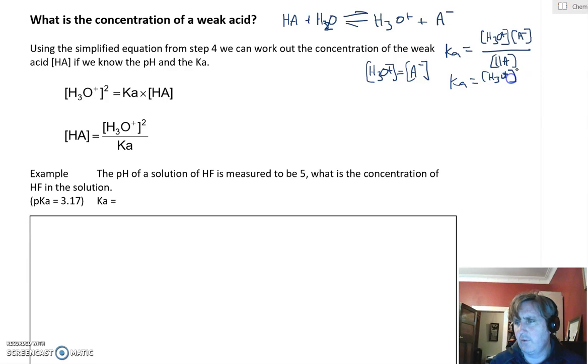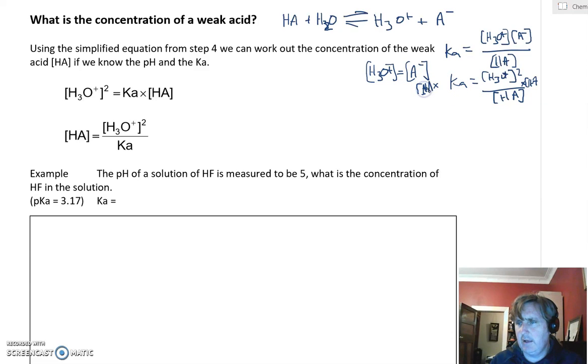H3O plus squared over HA. Now, when we wanted to work out the pH of a weak acid, we rearranged this equation and made the hydronium ion the subject, and we found the concentration of hydronium ion, and then we converted it to pH. When we want to find the concentration of a weak acid, we actually want to make the weak acid concentration the subject, because that's what we want to find out the concentration of. So to make HA, the weak acid, the subject, all that I need to do is multiply by HA. Okay, so multiply this side by HA.